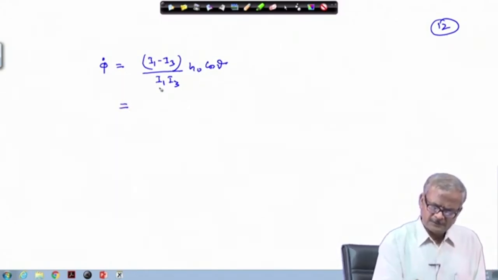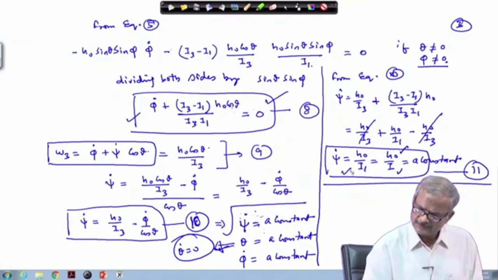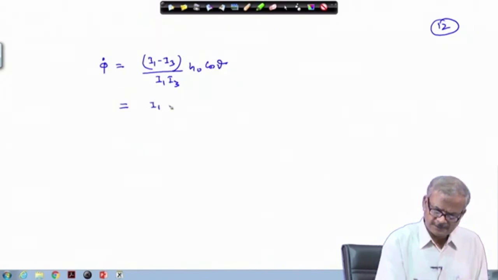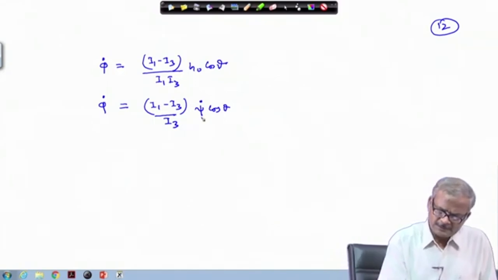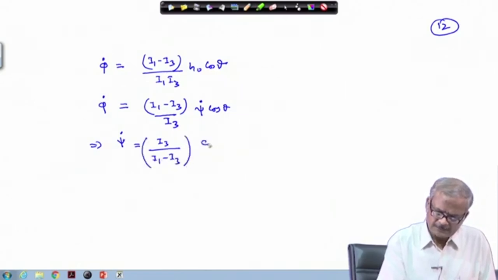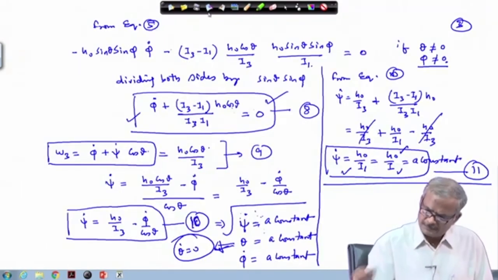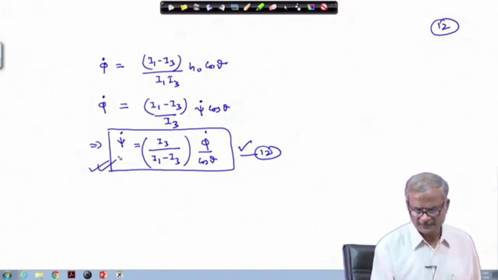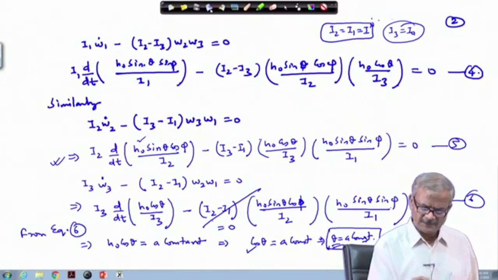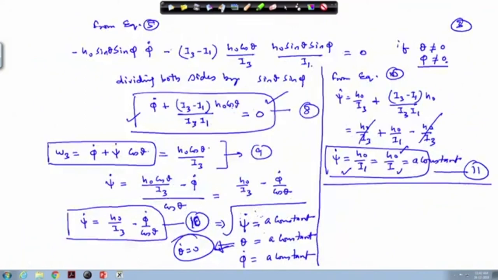So, we know that H 0 by I 1 is psi dot. So, we can write here (I 1 minus I 3) divided by I 3, and H 0 by I 1 is psi dot. So, this becomes psi dot cos theta, and then psi dot can be expressed in terms of all these quantities. So, this implies psi dot equals I 3 by (I 1 minus I 3) times phi dot by cos theta. See that this equation we derived in some other way also, but using this formulation, how smoothly we have been able to work out the whole thing.